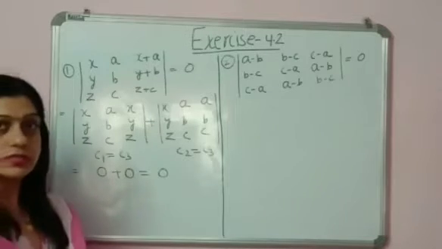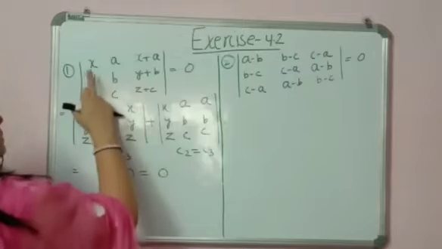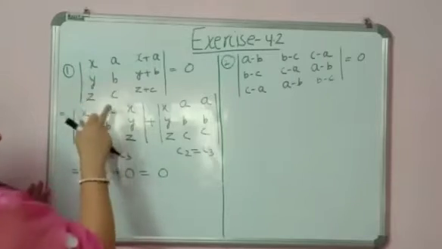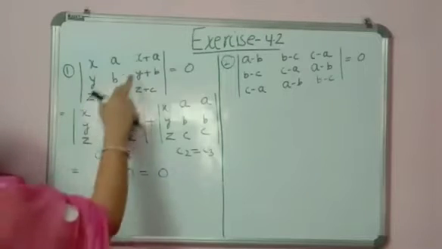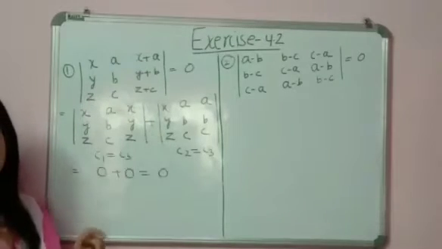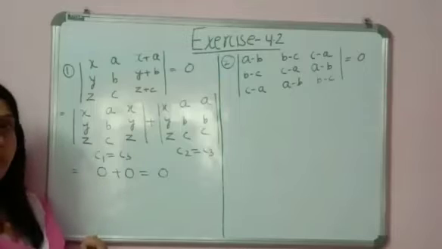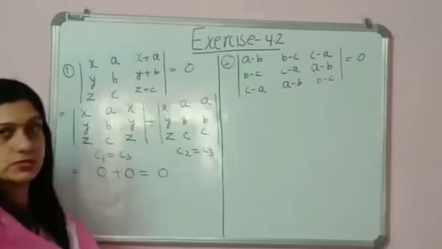There is another way also. When you add C1 and C2, then you will get what in C1? X plus A, Y plus B and Z plus C, and that is equal to C3. So which will make these two columns also identical. So by this method also you can solve.